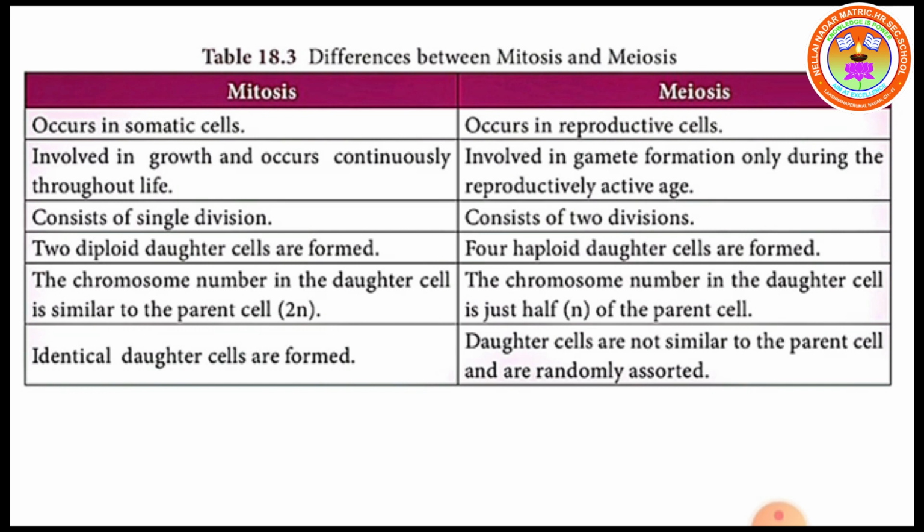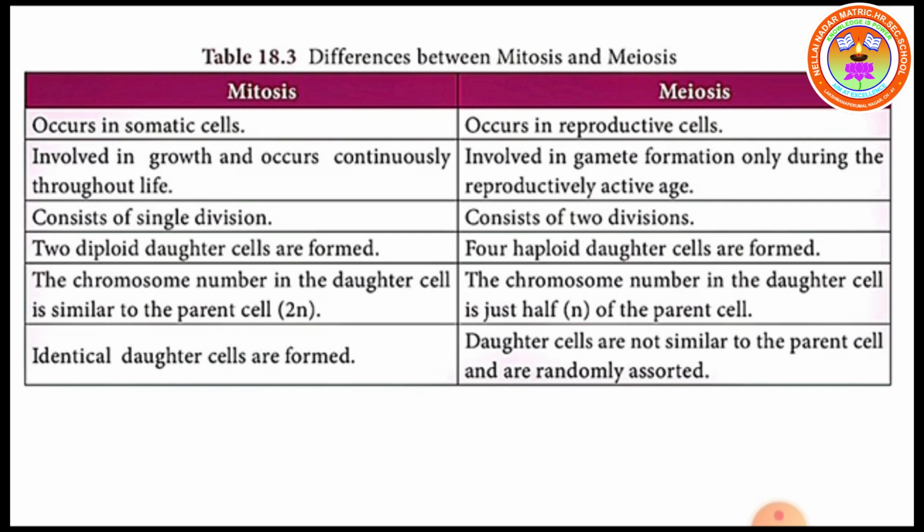In mitosis, at the end of cell division, two diploid daughter cells are formed, whereas in meiosis, haploid cells are formed. How many, if you see? Four. So in mitosis, two diploid cells are formed from the parent cell, whereas in meiosis, four haploid cells are formed from the parent cell.